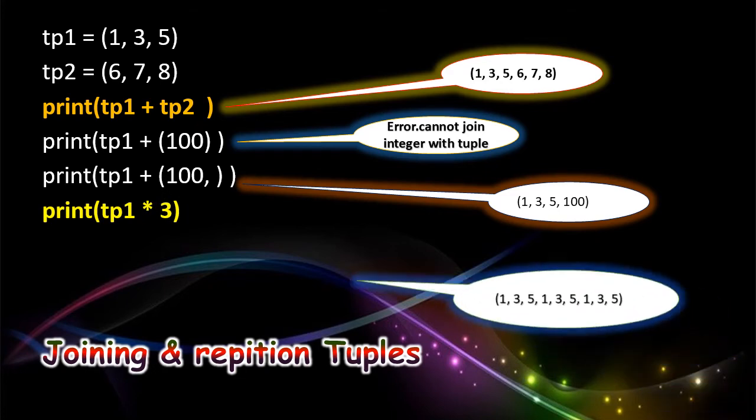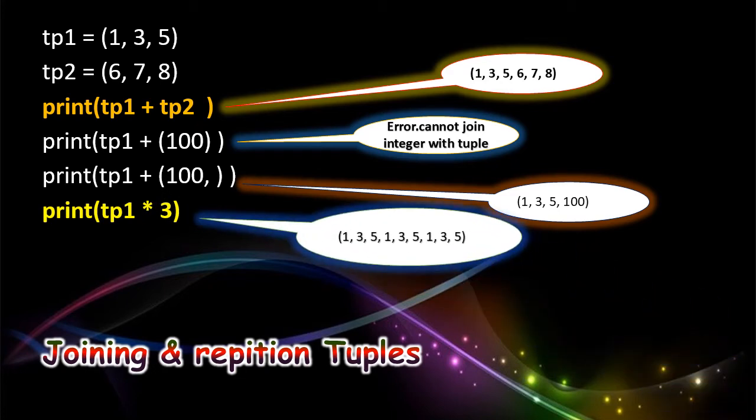And it is repeated using the asterisk symbol. See, tuple 1 is repeated 3 times. The values 1, 3, 5 are repeated 3 times.